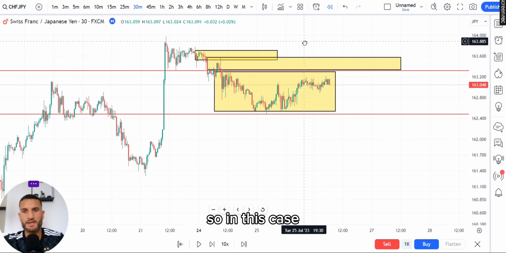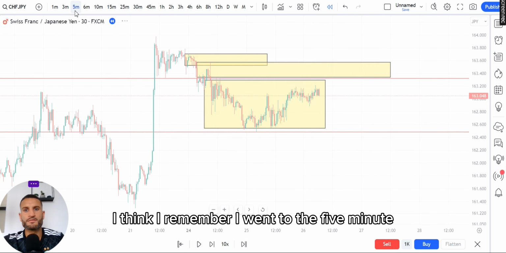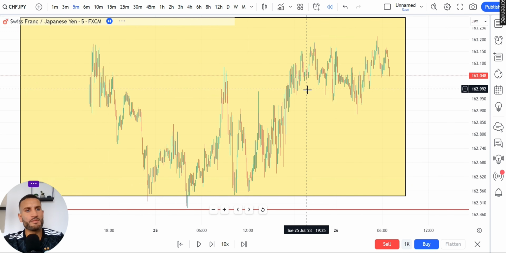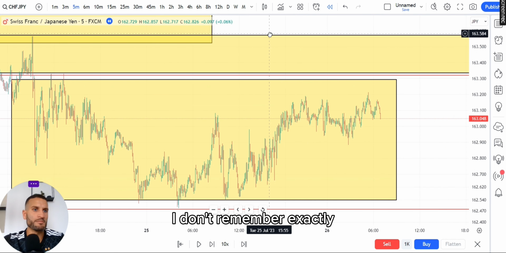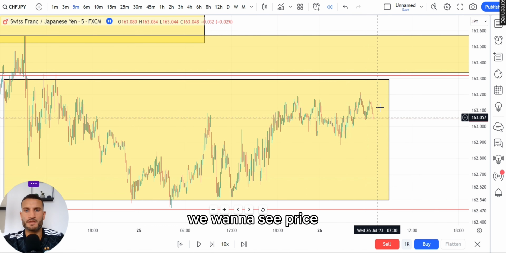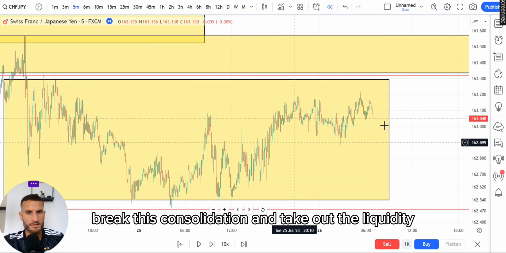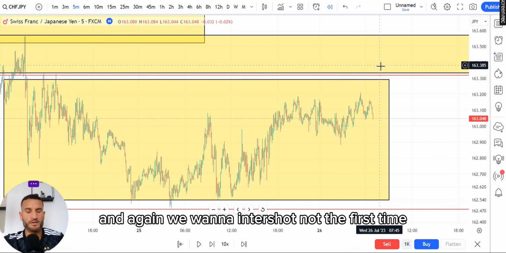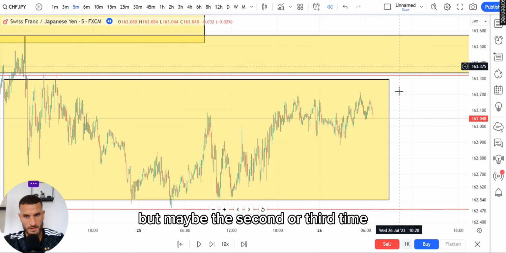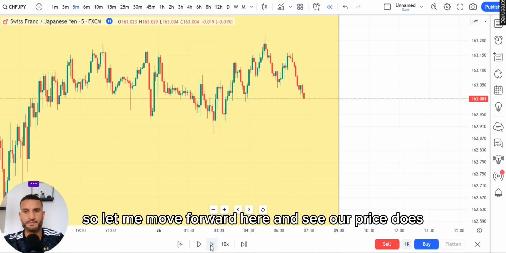So in this case, I think I remember I went to the 5-minute, maybe it's 5 minutes or 10 minutes, I don't remember exactly. But again, we wanna see price break this consolidation and take out the liquidity. And again, we wanna enter short, not the first time, but maybe the second or third time. So let me move forward here and see how price does.